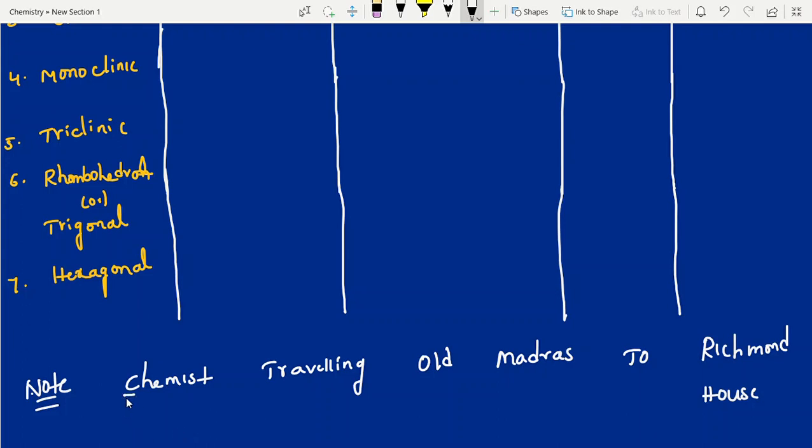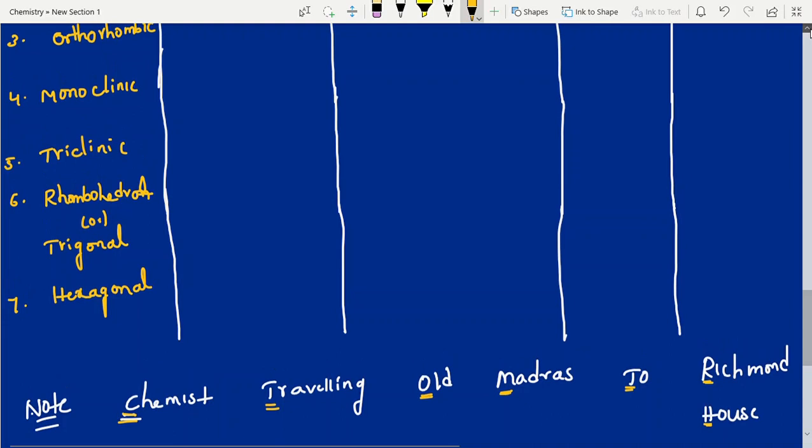What is C? C is cubic. T is tetragonal. O is orthorhombic. M is monoclinic. Again T is triclinic. Next R is rhombohedral. Last one, H is hexagonal. Is it easy, students? You can try like this. Definitely you will feel comfortable during examination.